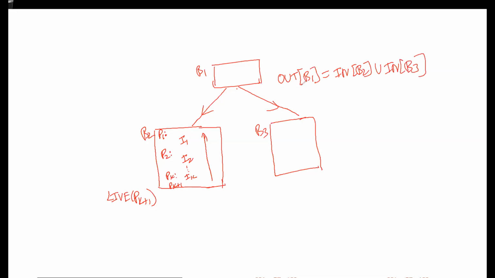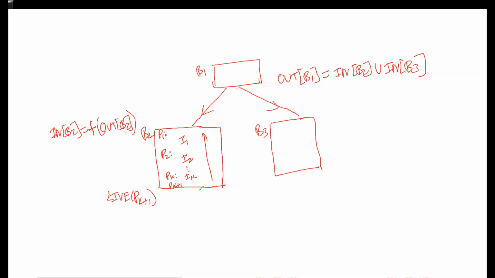What is out of B1? Out of B1 is the set of variables that are live at the end of the basic block B1. And what is in of B2? In of B2 is the set of variables that are live at the beginning of basic block B2. And the same is the case for basic block B3 too. One thing we can note here is that in of B2, the set of variables that are live at the beginning of basic block B2, is a function of the set of variables that are live at the end of basic block B2. What this function is, we will discover in a moment.